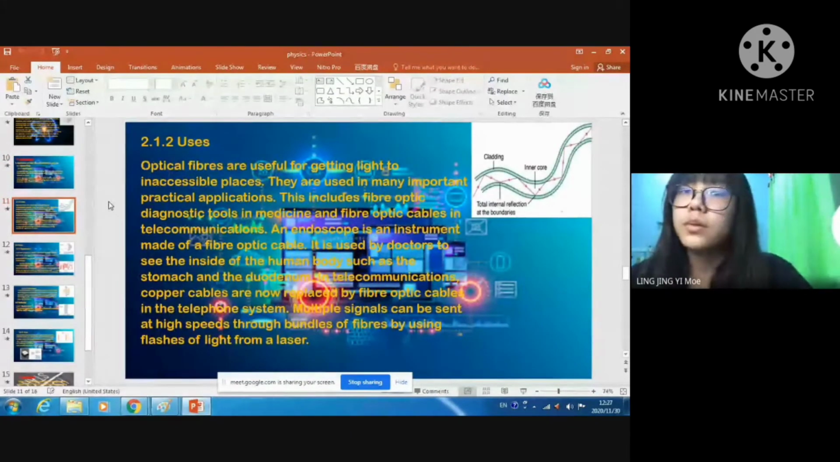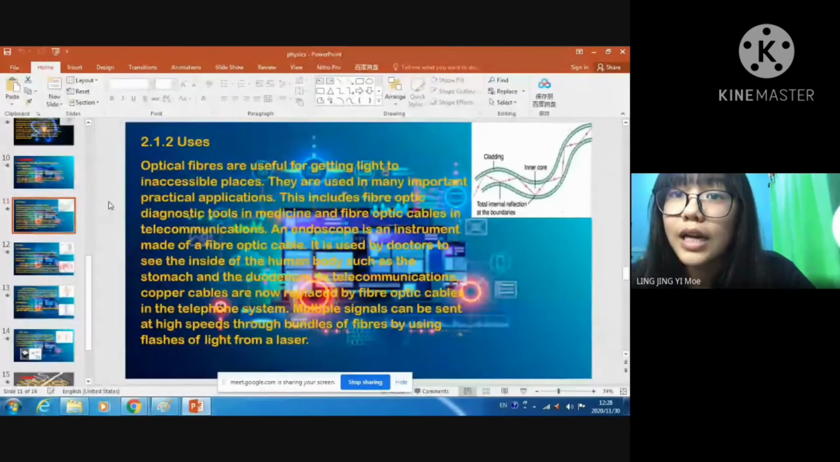The use of optical fibers is getting light to inaccessible places. They are used in many important practical applications. This includes fiber optic diagnostic tools in medicine and fiber optic cables in telecommunications. An endoscope is an instrument made of a fiber optic cable. It is used by doctors to see the inside of the human body, such as the stomach and the duodenum.